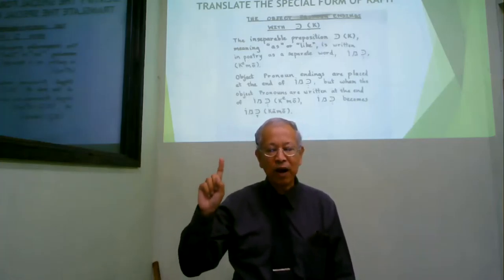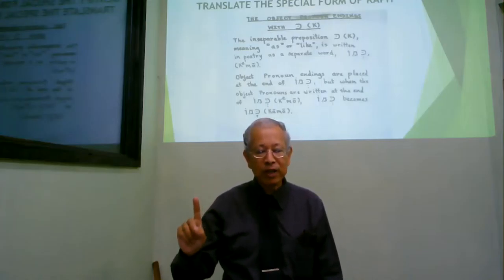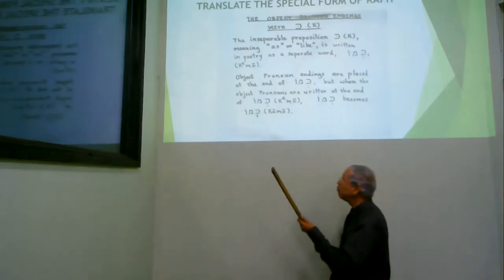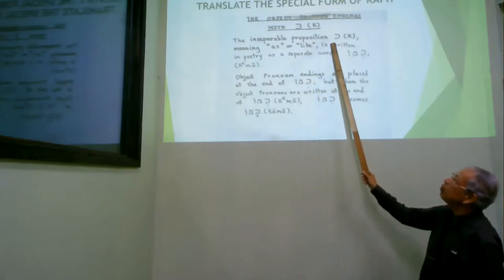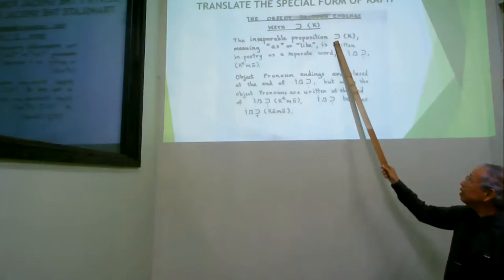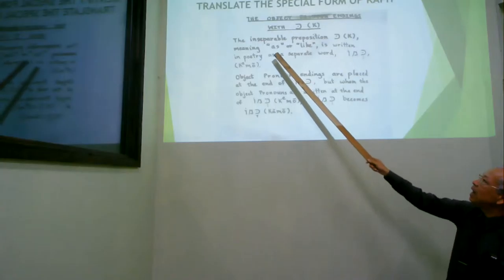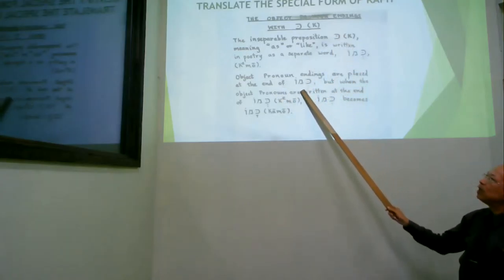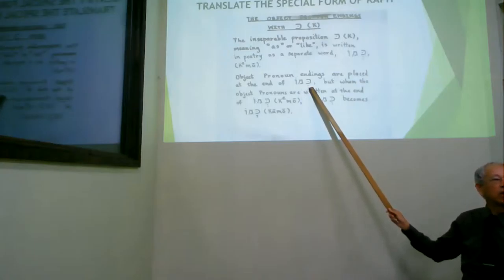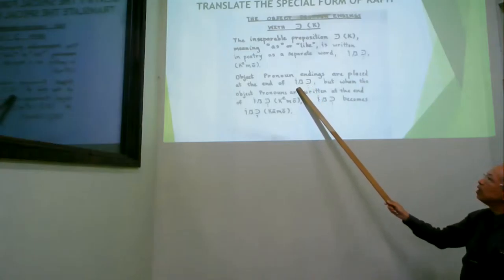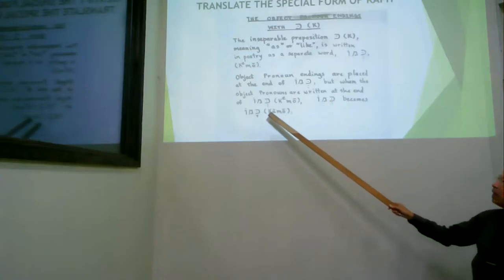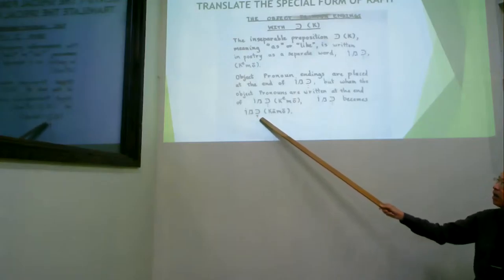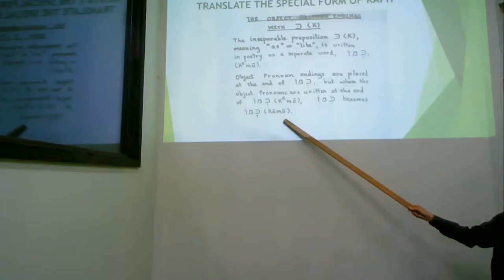First of all, identify the special form of kaf and translate the special form of kaf. Okay, so the special form of kaf. The ordinary form of kaf looks like this. This is our English K, meaning as or like. But the special form of kaf is kemo. This is the as or the like that you have in poetry, Hebrew poetry, kemo. But when the object pronoun endings are being placed at the end of kemo, the simple shua is replaced by a kamets, a long a, kamo. So this is the special form of kaf.